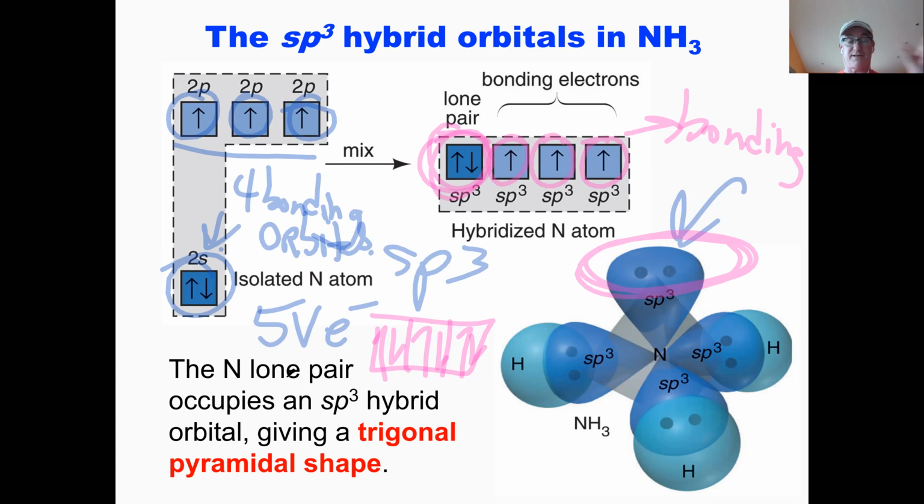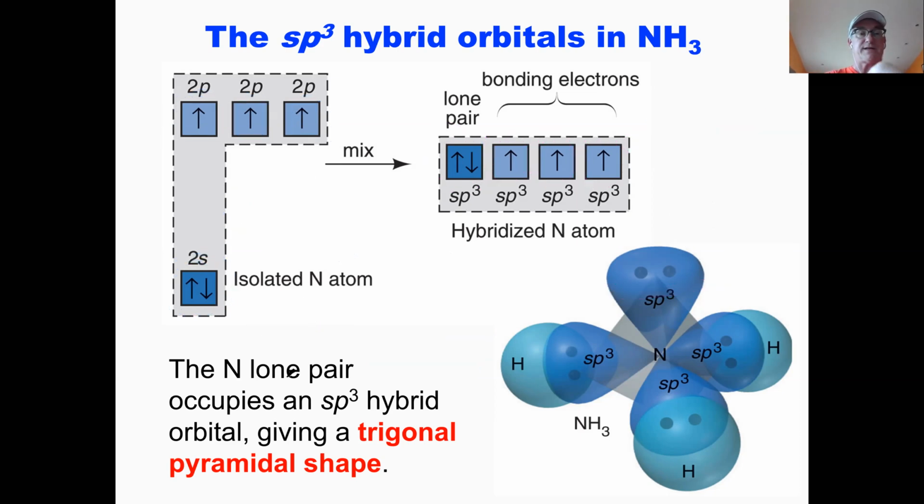Now, yes, go ahead. Do we have to hybridize them in nitrogen because we already have filled p orbitals? Yes, but it doesn't give you the right shape. That's a great question. Yeah, you already have 3 bonding electrons in p orbitals.